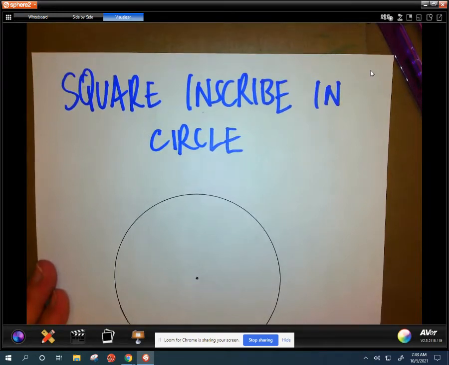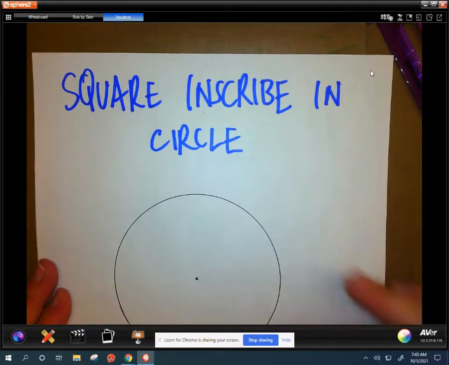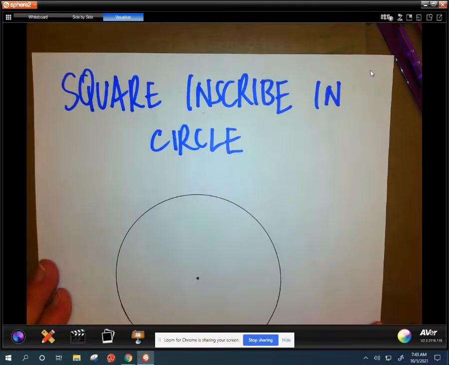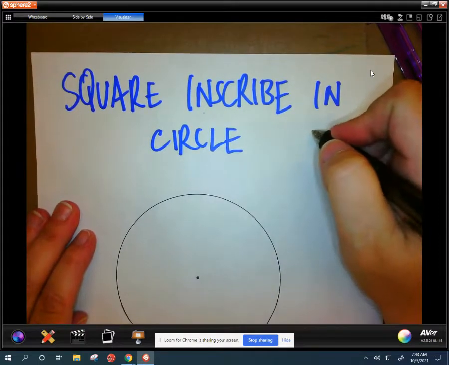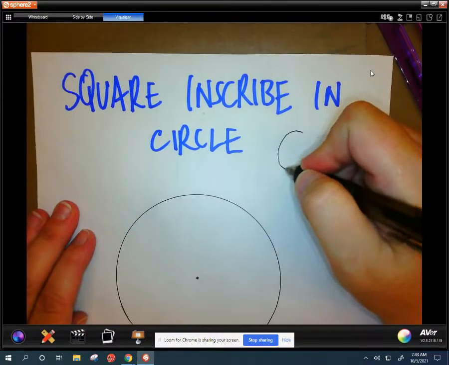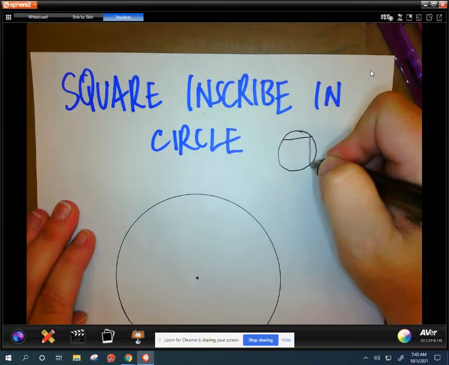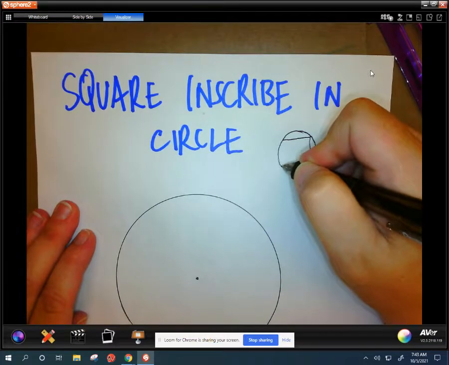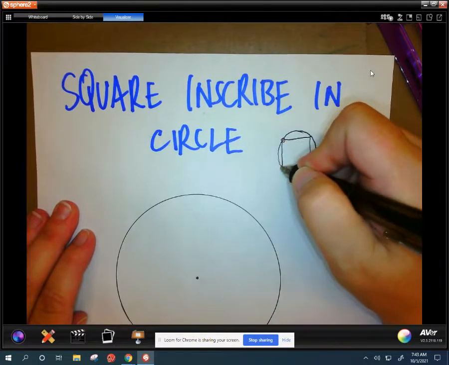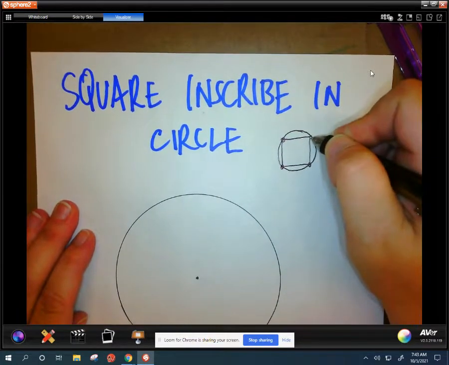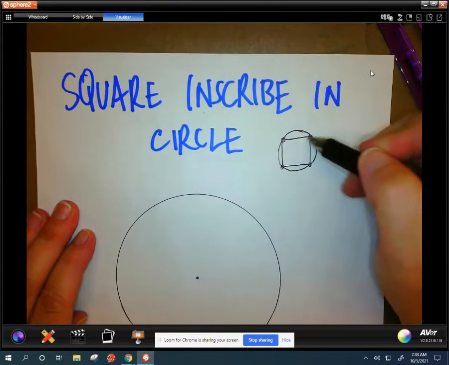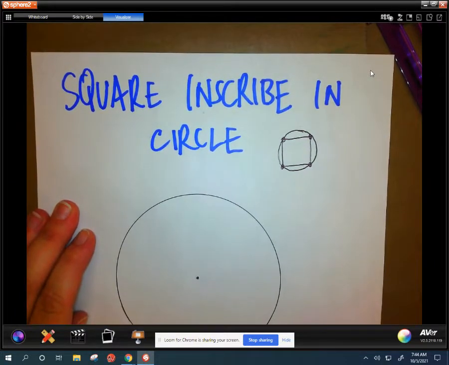Inscribing a square in a circle. So you would be given a circle and then you'd be asked to put a square inside. When you inscribe, the vertices of the square have to intersect the circle, like that. So these are going to be points of intersection for the two sides and the circle. So that's what our goal looks like.